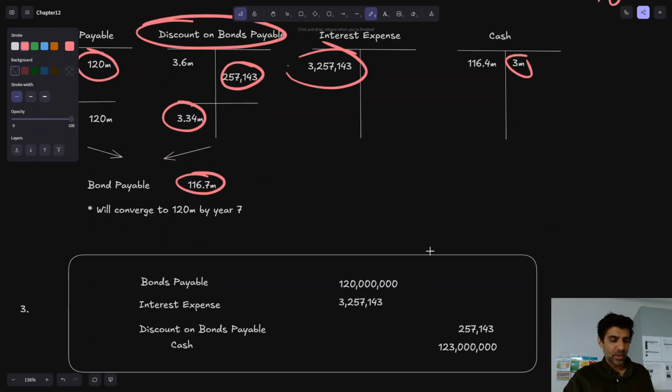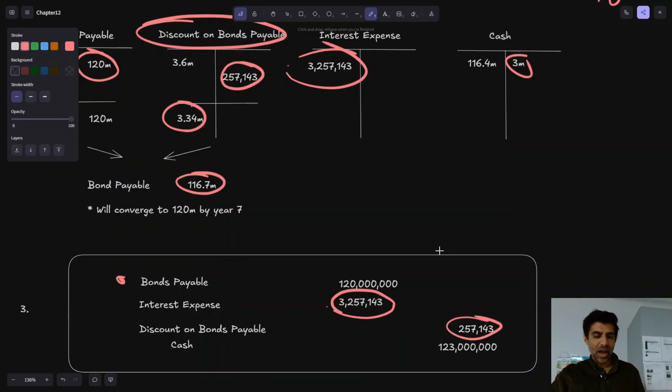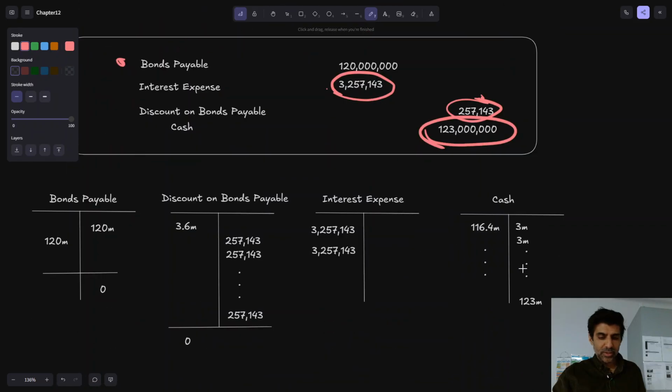Let's do the journal entry. We're going to pay off the bond, right? That's the whole point. So we're going to get rid of that liability with a debit. The interest expense is the same. It's the last interest payment. So we are still going to have the interest expense and the discount on bond payable, the last one of these. And then, of course, cash is going to be the last semi-annual coupon plus the 120 million of principal, the par value.